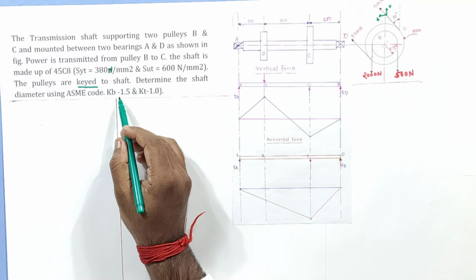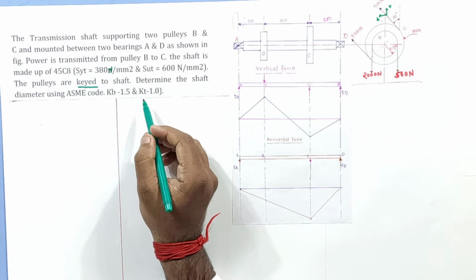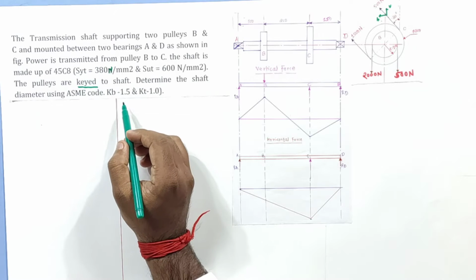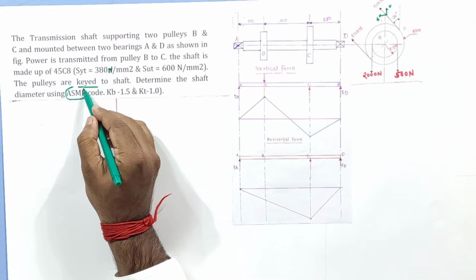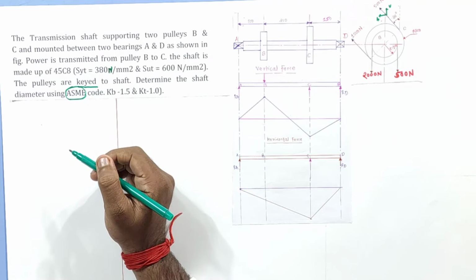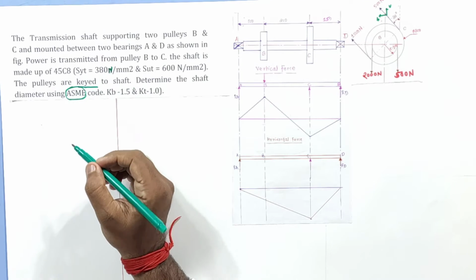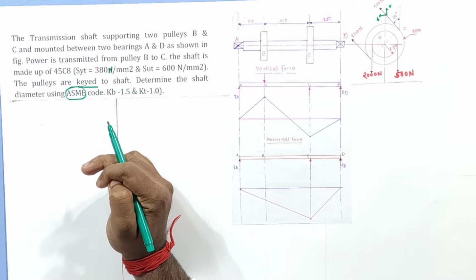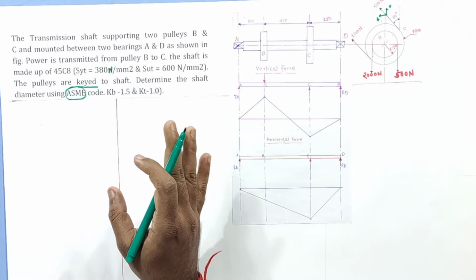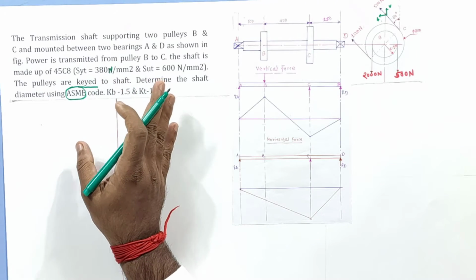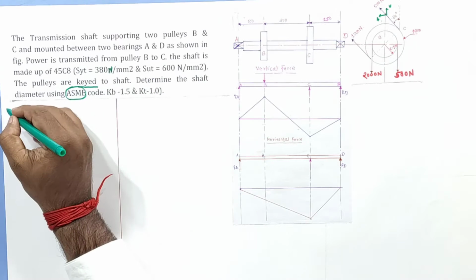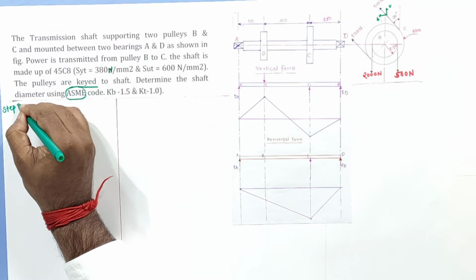Having Kb, that is combined shock and fatigue factor for bending, 1.5, and for torsion it is 1. So 1.5 and 1 they have given. So here very important is ASME. They have given the ASME, not on the basis of strength. So first of all we'll have to use the ASME code to calculate a permissible, that is maximum stress occurring in the system. So you understood the diagram, you understood the numerical, the given data simultaneously I told you. So directly I'll start with step number 1.